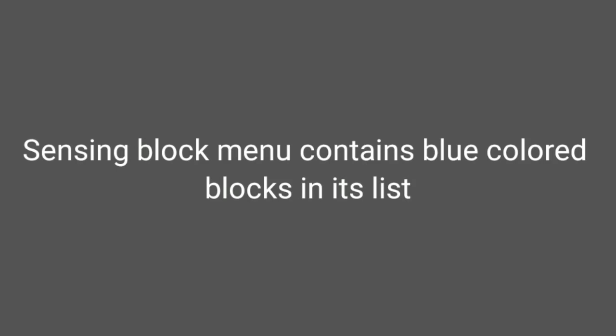First, look at the definition for a sensing block. A sensing block menu contains blue colored blocks in its list. Okay, wherever you see blue colored blocks, that means that it is a sensing block. Okay, all these blue colored blocks are programmed in order to identify the activity that occurs in that particular project. Okay, this is what we mean by a sensing block. Wherever you see a blue colored block in the list, that particular blue colored block is known as the sensing block, and these blue colored blocks are programmed in order to identify the activity that occurs in the project.